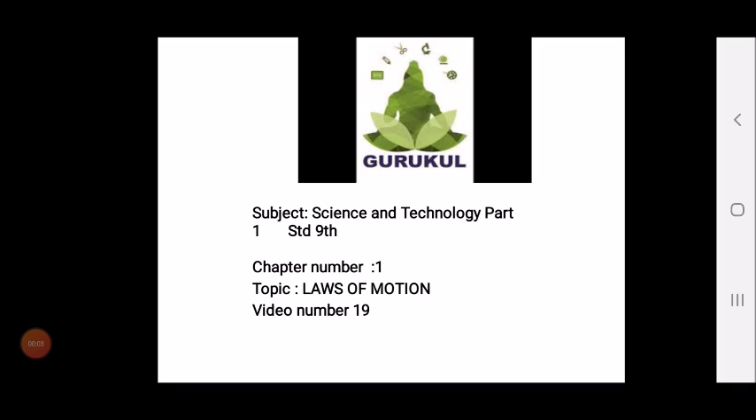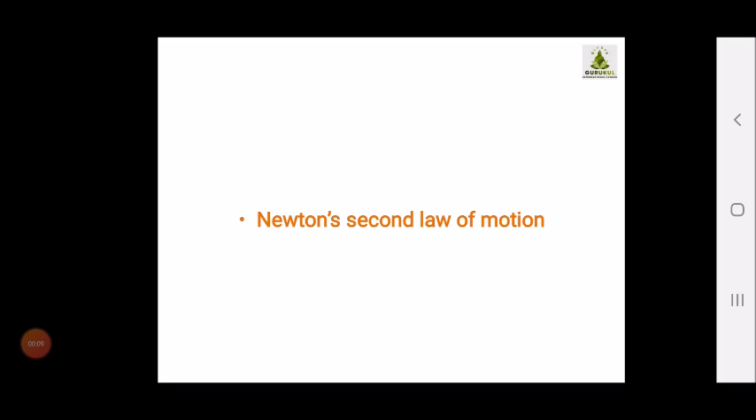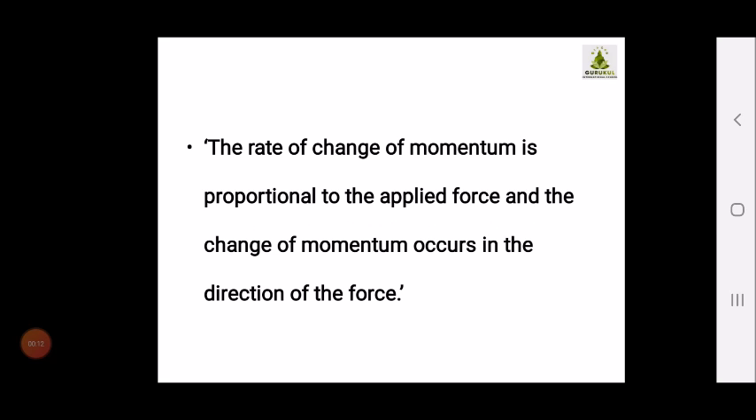Children, now we are going to continue with the next part of Newton's second law of motion. The rate of change of momentum is proportional to the applied force, and the change of momentum occurs in the direction of the force. This is the definition of Newton's second law of motion. It states that the rate of change of momentum is proportional to the applied force, and the change of momentum occurs in the direction of the force.